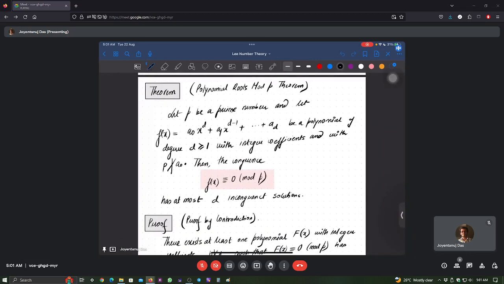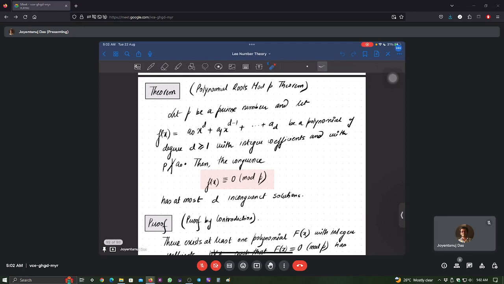So it is called the polynomial root mod P theorem. The statement says, P is a prime number, and let f(x) be the polynomial like this: a0 x^d, a1 x^(d-1), up to ad, of degree d greater than or equal to 1, with integer coefficients. And the condition is that P does not divide a0. Then this congruence f(x) congruent to 0 mod P has at most d incongruent solutions. I think the statement is fine, right?